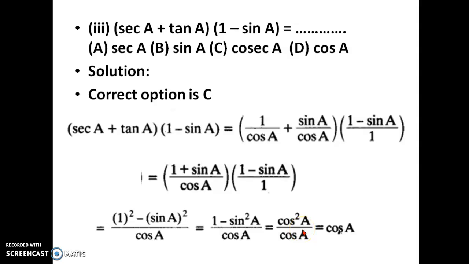And in the denominator we have cos A. So here on top you have cos square A, and here 1 cos A you have. So cos A and 1 cos A will get cancelled, and you will be left with cos A alone. Since in the numerator you have square, square means what? Cos A into cos A, correct? Then in the denominator you have 1 cos A. So 1 cos A and 1 cos A will get cancelled, and 1 cos A will be remaining. So that's option C.